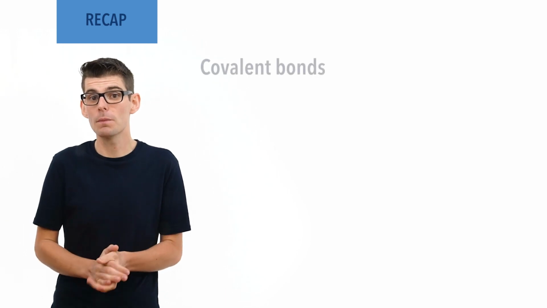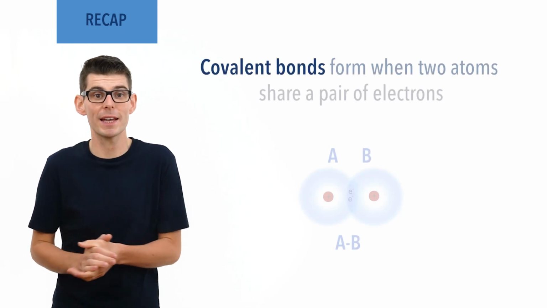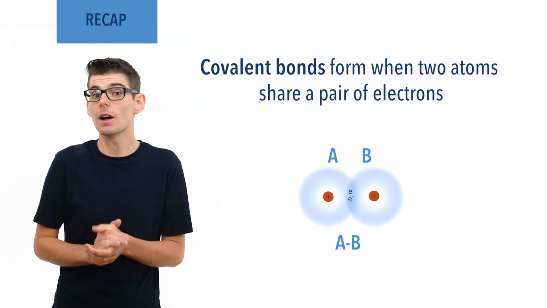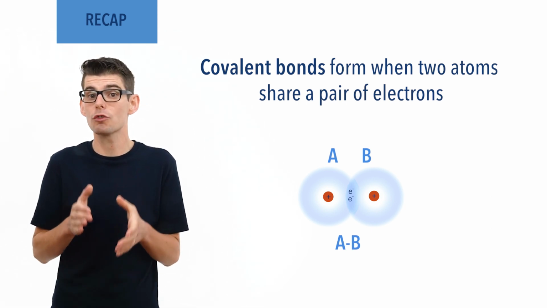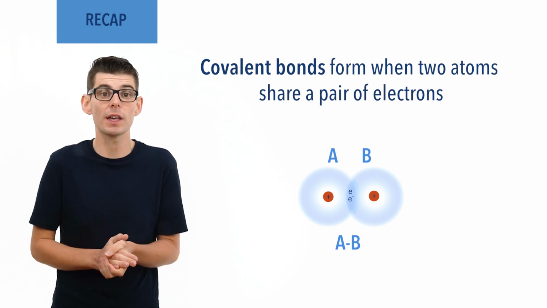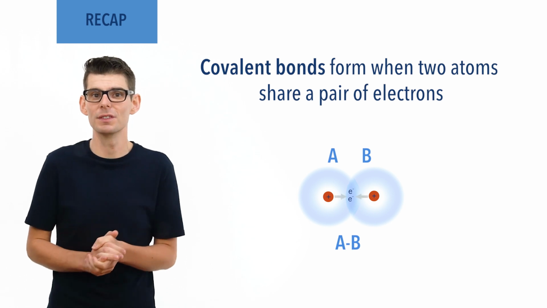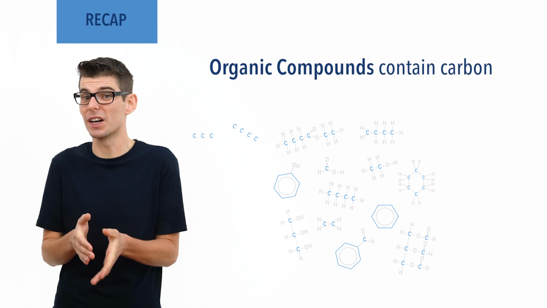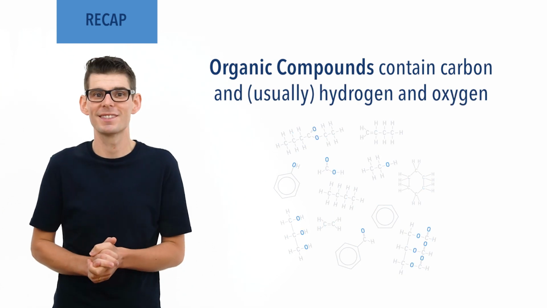Before we talk in detail about infrared spectroscopy, there are a few essential ideas you need to be comfortable with. A covalent bond forms when two atoms share a pair of electrons. The atoms are held close together due to the attraction of their positively charged nuclei to the shared pair of electrons. Organic molecules contain carbon and usually hydrogen and oxygen atoms.